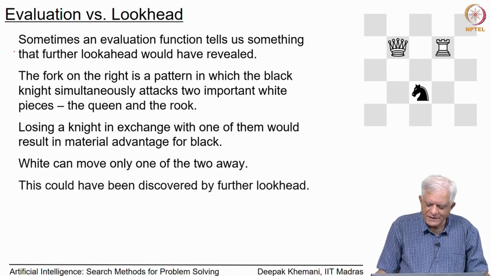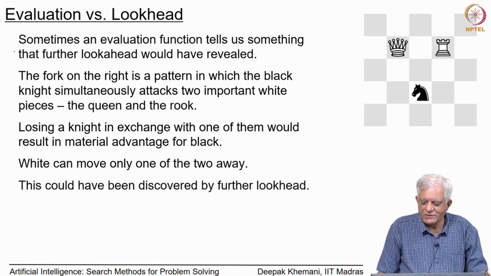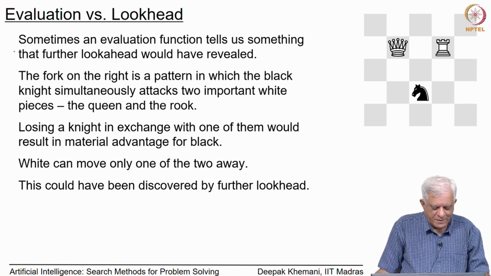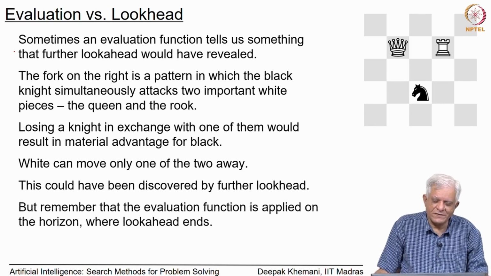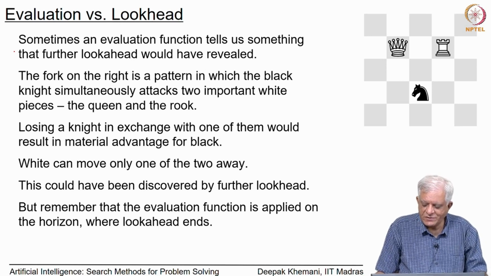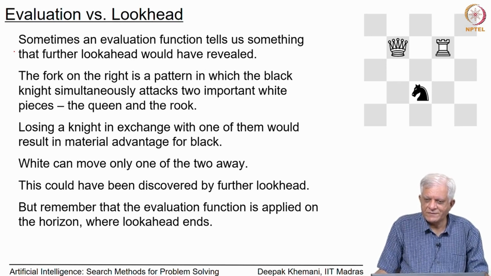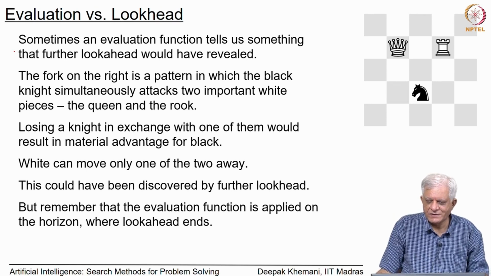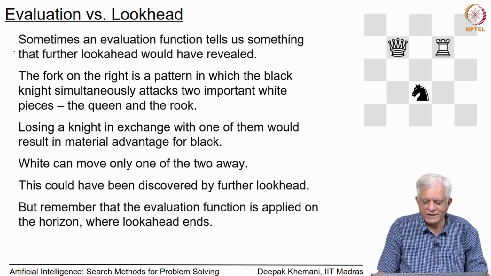Now, this could have been discovered by further look ahead. If you had done a little bit of look ahead, that white plays the queen somewhere, and then the black knight captures the rook, and somebody captures the black knight, and then therefore, this is the final material position. But remember that the evaluation function is applied on the horizon. The horizon is a place where look ahead has stopped. So, if you can catch that pattern at the horizon itself, that means you have got something extra from looking at the board position, which you would have otherwise got if you had the freedom to look ahead further essentially.